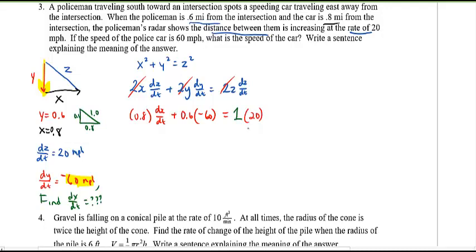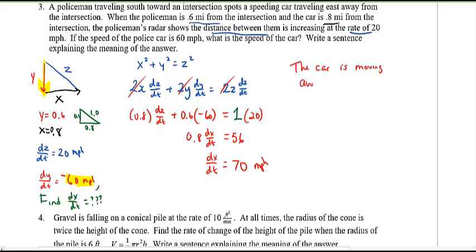Doing all these calculations, what do we see then? I think that's 20 minus that. I think that's 56 on the right hand side. We still have here 0.8 dx/dt on the left hand side. We'll divide by 0.8, which I believe gives us 70, and our units are once again miles per hour. And as a sentence, I'll say the car is moving.